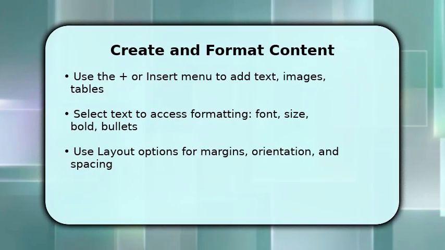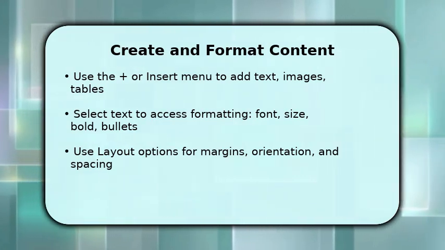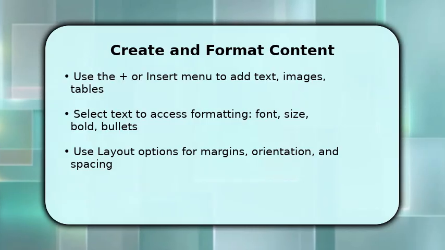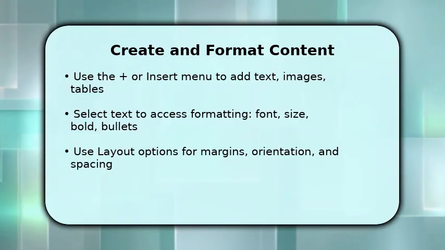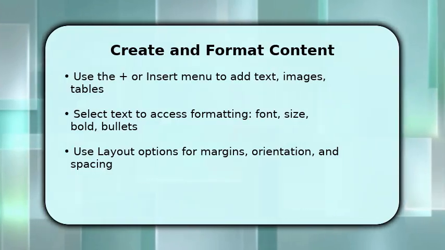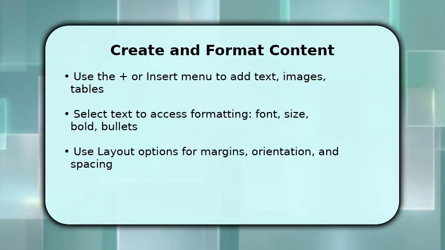Now add content. Tap the screen and type with the mobile keyboard, then use the floating toolbar to format. Once you select text, choose font, size, bold, italics, and bullets. This gives visual hierarchy. Insert images or tables from the Insert menu and drag handles to resize.